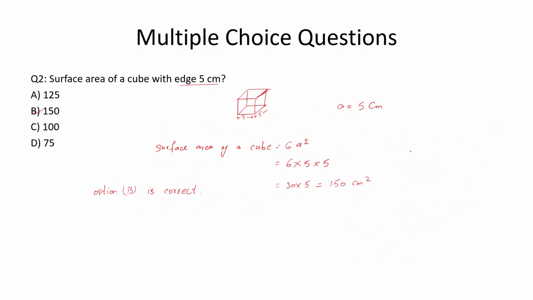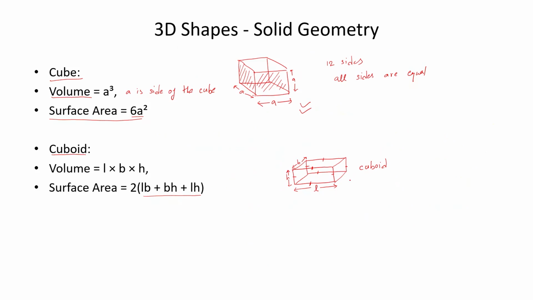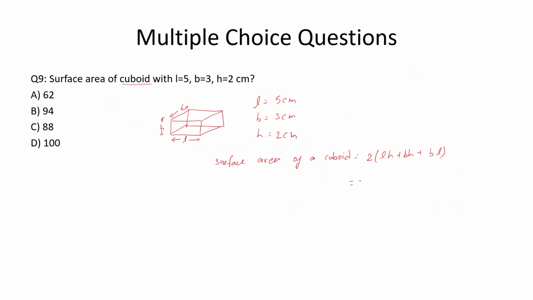Let's go back and check. Pairwise multiplication we have to do as far as I remember. So L into B, B into H, L into H. So just plug in everything. So L into H is 5 into 2. B into H means B is 3, H is 2, plus B into L is B is 3, L is 5. Let's do the multiplication. 2 outside as it is. 5 into 2 is 10, plus 3 into 2 is 6, plus 3 into 5 is 15. Just do this addition. 10 and 15 is 25, right? So 25 plus 6 is 31. 31 into 2 is 62.